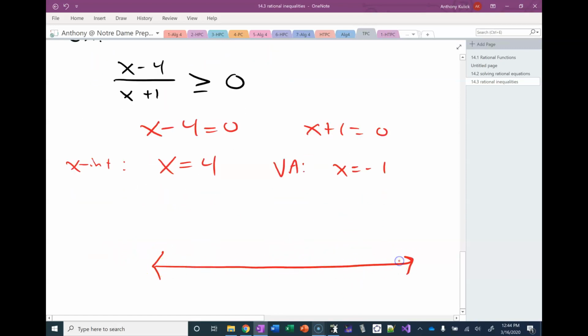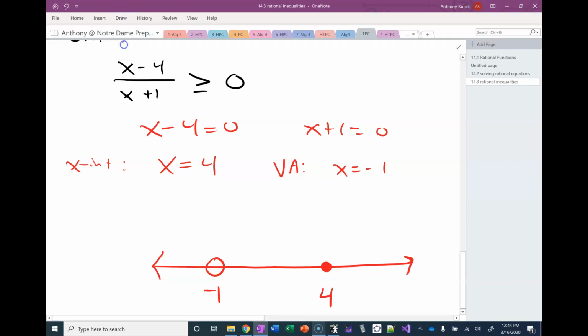So I'll draw my number line. Now my asymptote always gets an open circle. And because we're greater than or equal to, my x-intercept will get a filled in circle. If this was a strict greater than, my x-intercept would still get an open circle. But because it's or equal to, it's okay for the x-intercept to be giving me a value of 0, which is what it does.